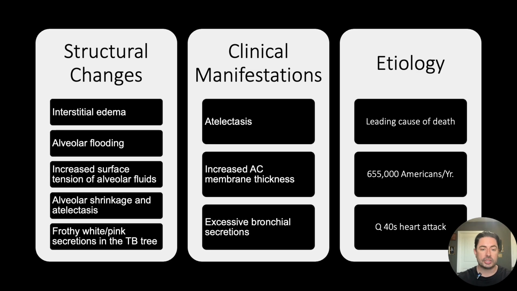Some of the pathologic changes, or structural changes, that we see is you start to get interstitial edema. So you get an increase in fluid. You get an increase in fluid in the air sacs. The alveoli start to flood with all of that extra fluid. You get an increase in surface tension as a result of the decrease in surfactant, leading to alveolar shrinkage, or what we call atelectasis. And then your telltale sign with those are the white or pink frothy.